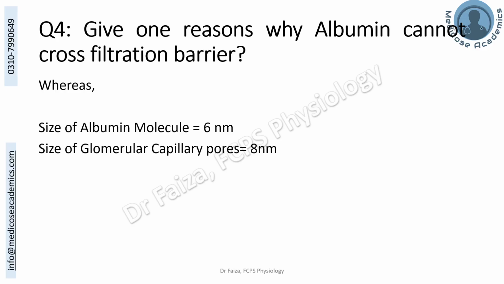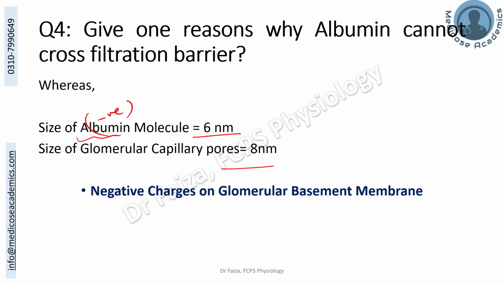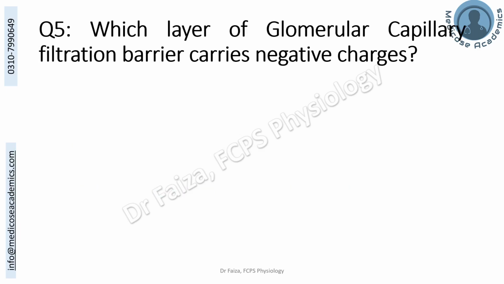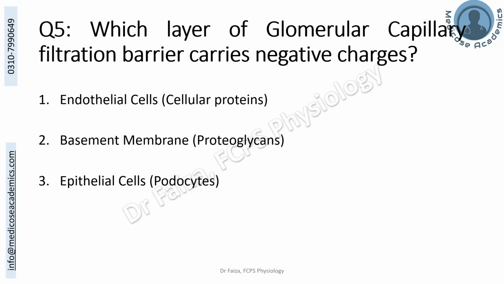If we look into the particularities of albumin, its size is 6 nanometers and the size of the glomerular capillary membrane pores is 8 nanometers, but still it is not filtered across the glomerular capillaries. Can you think of why? Let me give a clue. Albumin is negatively charged. Which layer of the glomerular capillary filtration barrier carries negative charges? I hope you know now.